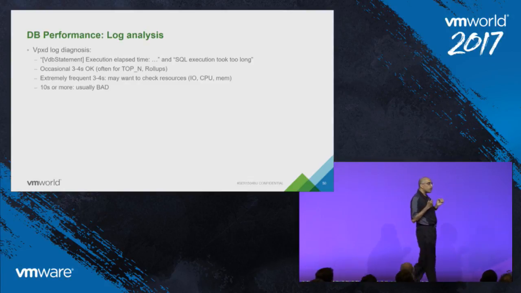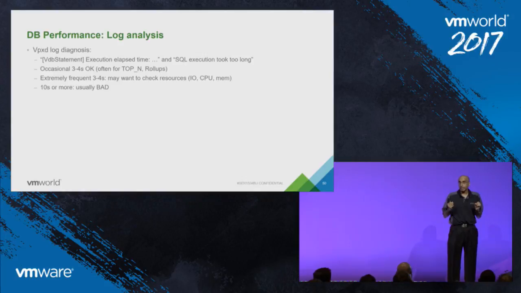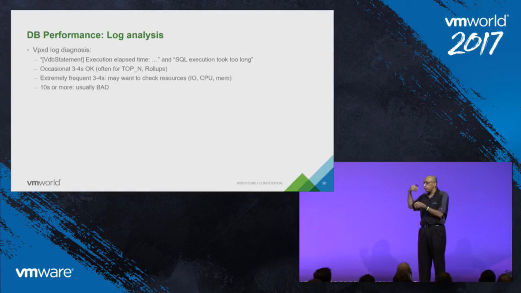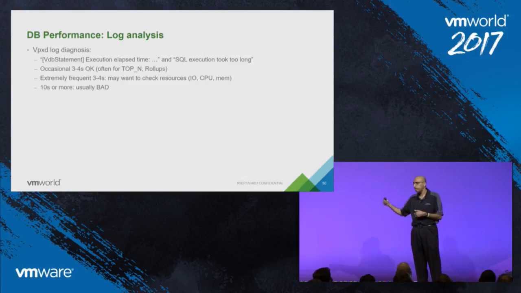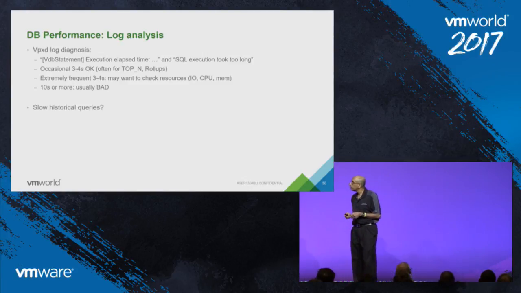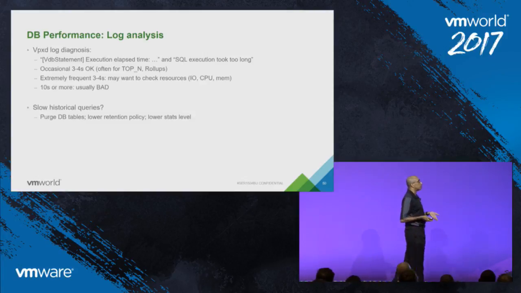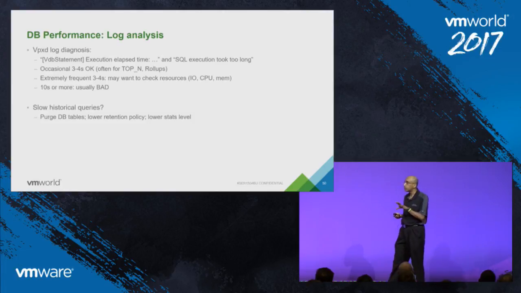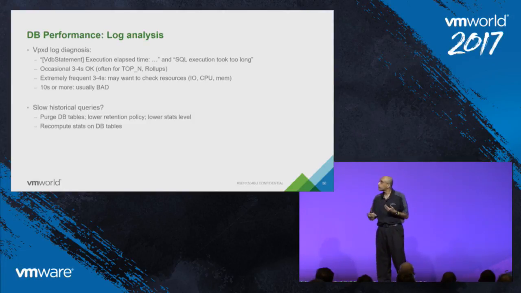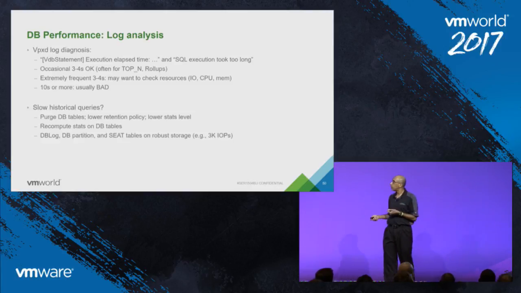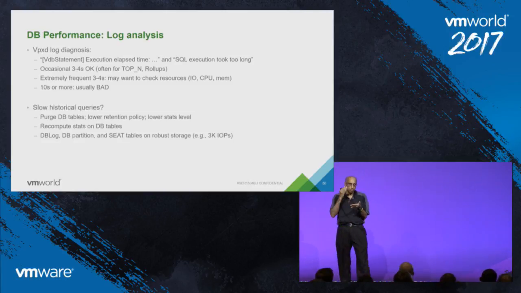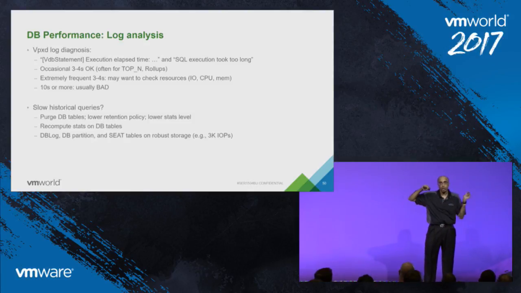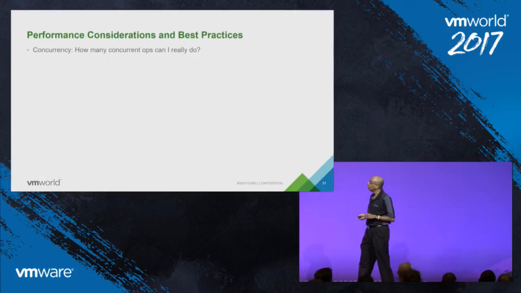If you see queries that are greater than 10 seconds, that is usually bad, and it usually means we have to look and see, maybe if you're running on SQL, maybe you have to initiate a recomputing of the database engine stats. Now, again, if you have slow queries, I've already mentioned this, you might have to, with the help of GSS, truncate your tables, you might have to lower your retention policy, you might even have to lower your stats level. There's a lot of different things that we can do to help with this situation. And again, please make sure that your log, database log, your inventory partition, and your seat tables are on fast storage. Okay, we're almost done.